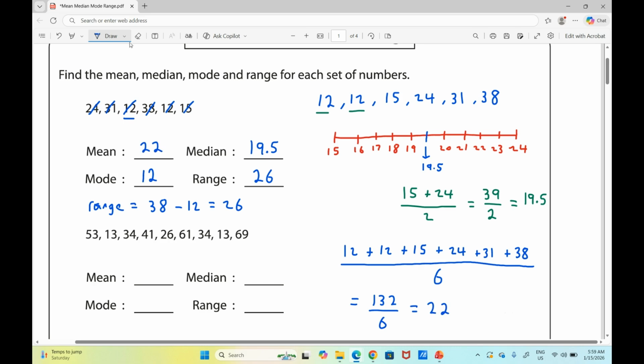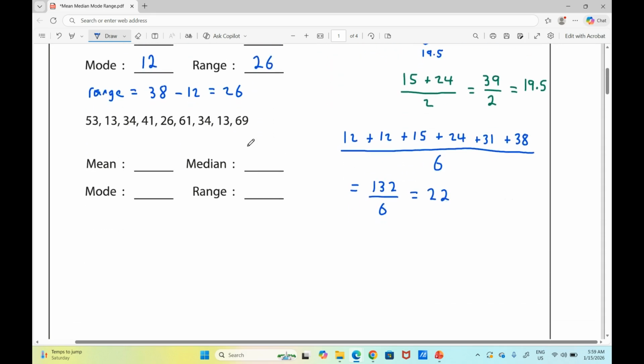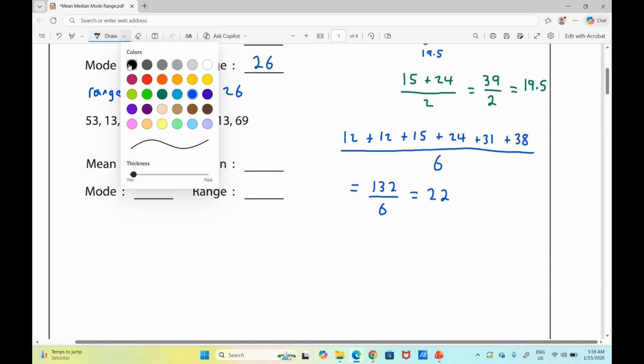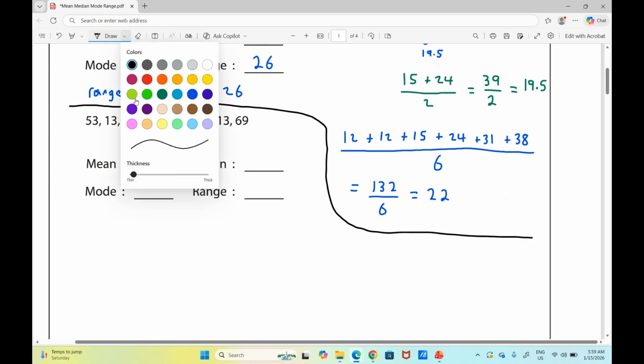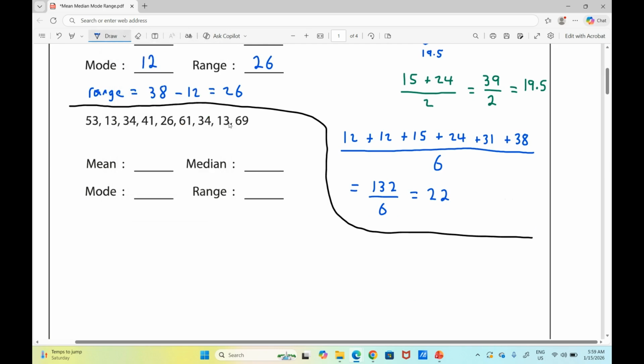Okay, now let's work on our second example. So for our second example, let me just make some room here. All right, so for our second example, I have these data points here. I'm going to organize them from smallest to largest first. So it looks like my smallest number is 13. So I'm going to write 13, cross it out. Then the next one is 13. Write it down, cross it out.